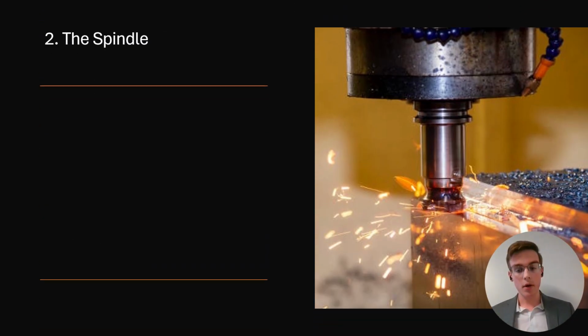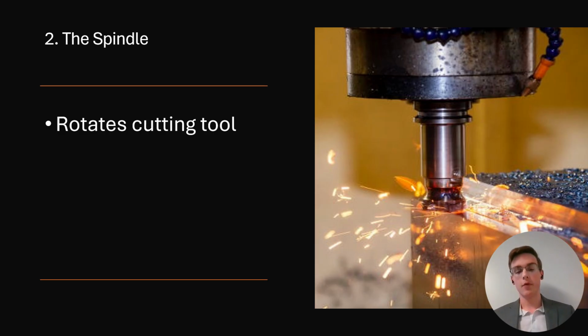And then the second part is going to be the spindle. Like we talked about before, that's the part that actually rotates the cutting tool. It's the part that does the cutting. And the spindle usually is going to have a pneumatic chuck, as opposed to, if you've ever used a drill or something like that, that'll have a chuck that screws down.